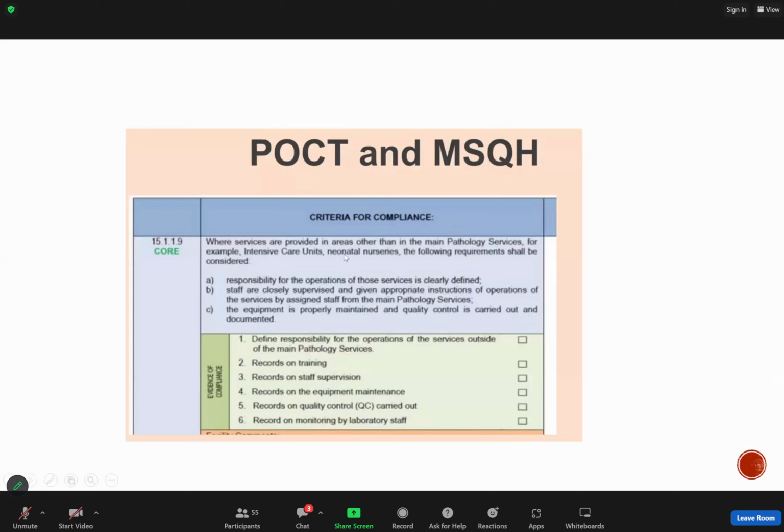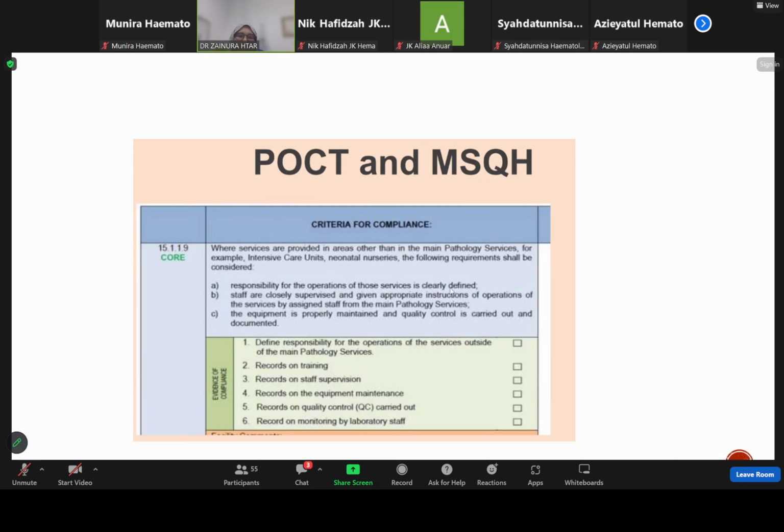As for MSQH, we have the criteria for compliance. In 15.1.1.9, where services are provided in areas other than the main pathology service, for example, intensive care units or neonatal nurseries, the following requirements shall be considered. Responsibility for the operation of those services is clearly defined. Staff are closely supervised and given appropriate instruction. The equipment is properly maintained. So they have criteria to comply with.